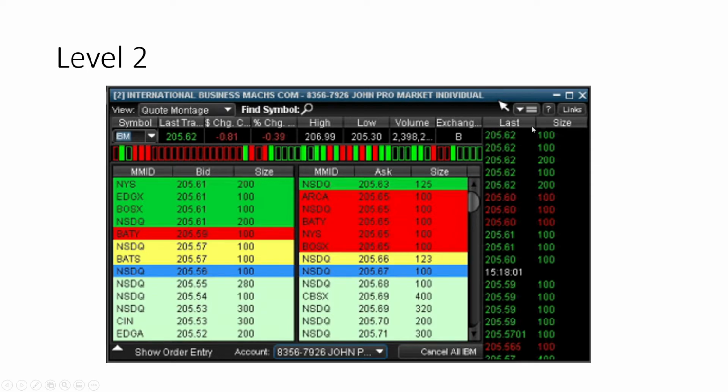It'll pop up green on this time and sales window right here, and you will see the price begin to push upwards because people are buying. They're hitting the ask here. Same thing will happen in reverse. If somebody decided to sell at 205.61, they tried to take those 200 shares right there, it will pop up on this time and sales window, and you would see it pop up red on this side.